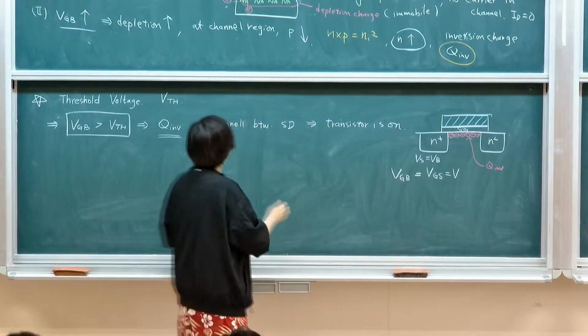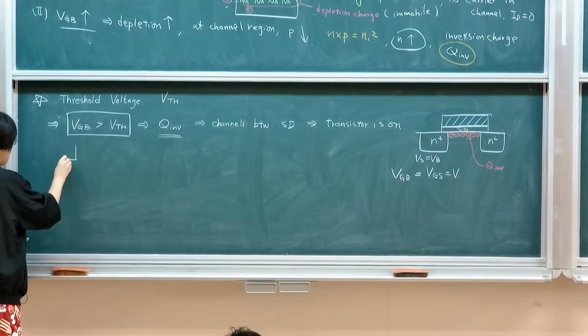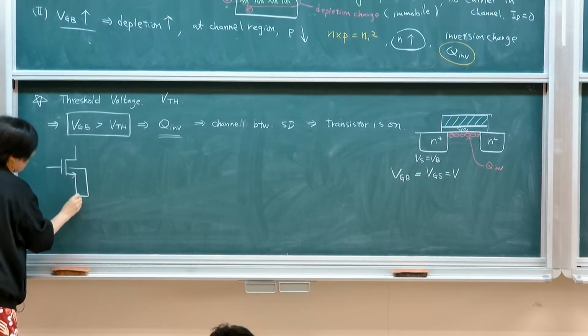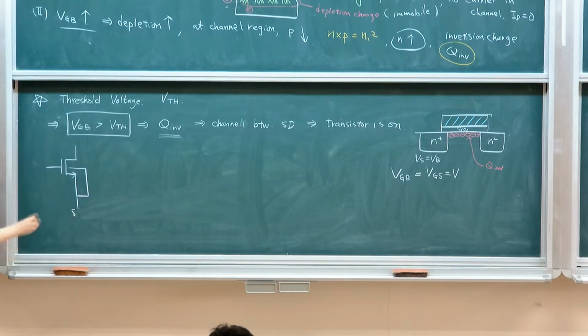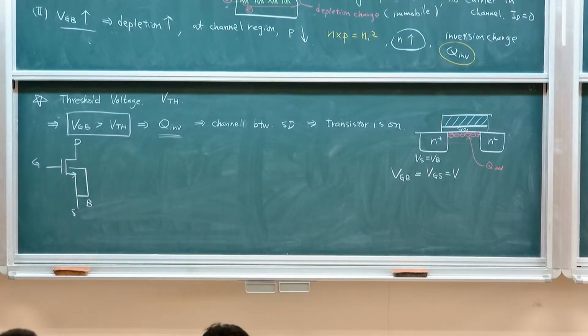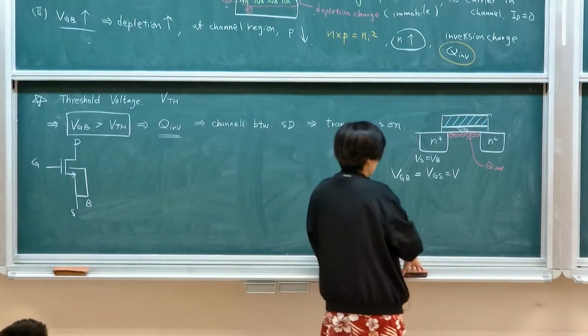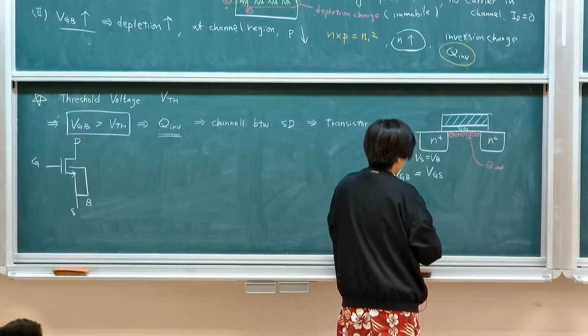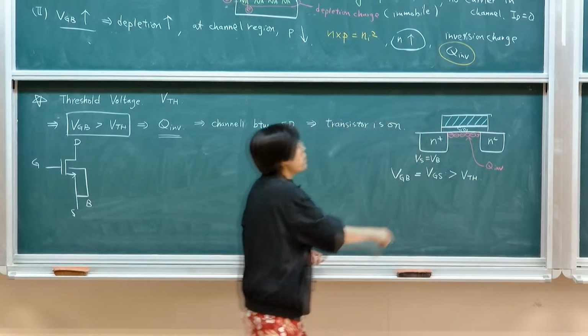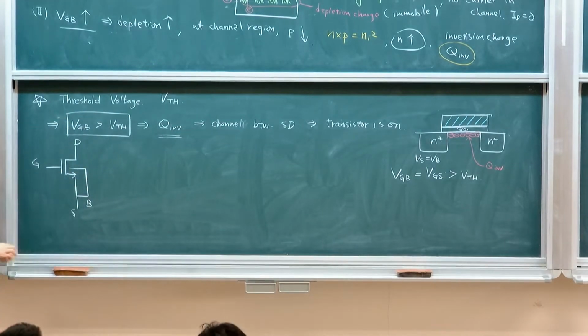And by default, we're assuming that my devices are like this. Source and body are tied, to simplify the analysis for now. So we're reducing to a three-terminal device. So when VGS is larger than what we define as the threshold voltage, you would then have inversion charge formed and the channel bridging source and drain.